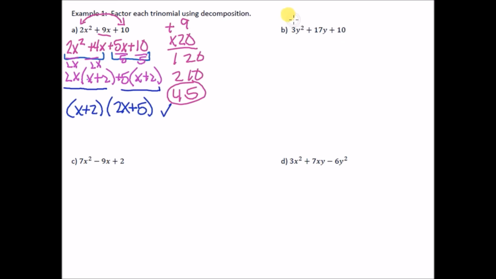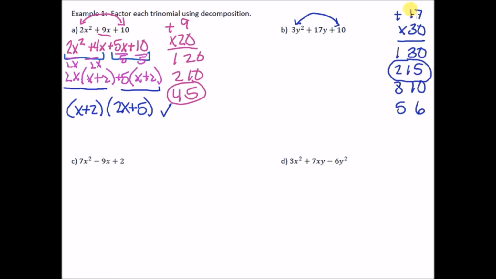Now let's try B. Instead of multiplying to 10, because the leading coefficient, the a value, is 3, we have to find two numbers that multiply to 30 and add to 17. So 1 and 30, 2 and 15, 3 and 10. Well, I can stop there. We have 5 and 6 as well. But 2 and 15 add to 17. So we're just going to rewrite this a little bit differently. Keep the first term and keep the last term, but we're going to decompose that middle term into two terms. So let's do 2y plus 15y.